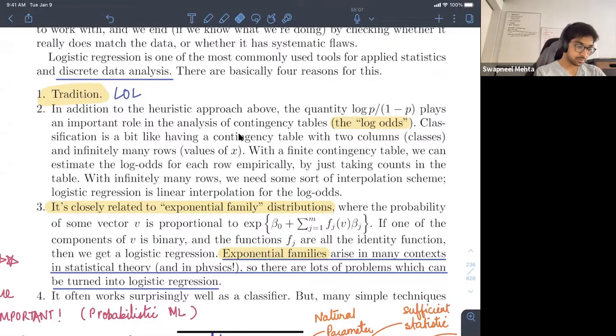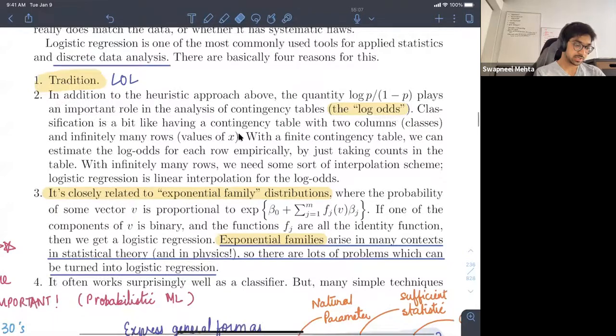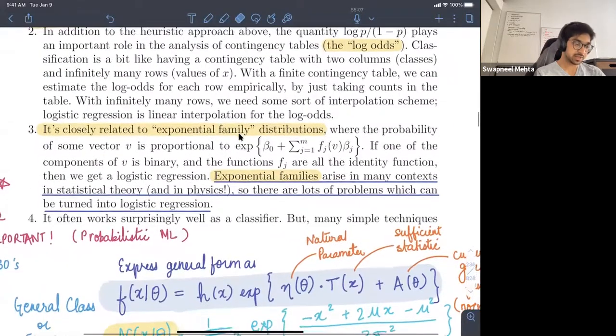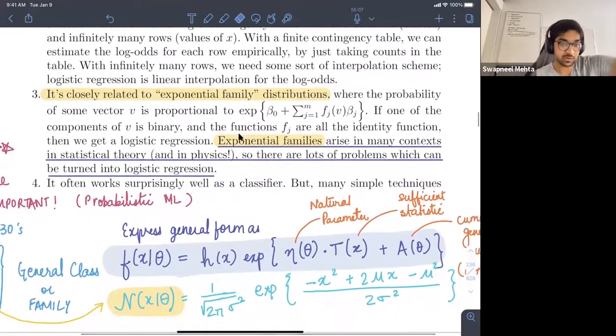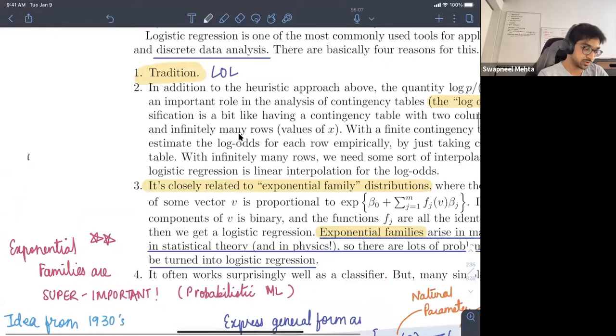Yeah, classification is a bit like having a contingency table with infinitely many rows. We can estimate the log odds empirically just by taking the counts. And with infinitely many rows, we need some sort of interpolation scheme. Remember that interpolation was just if you have 2 points, then trying to join them with different lines. If you have 3 points and trying to join them with different lines, it's interpolating between them.